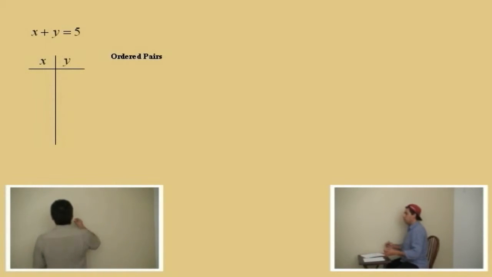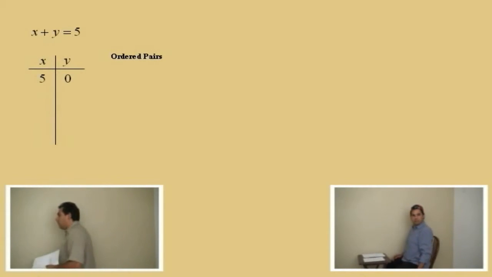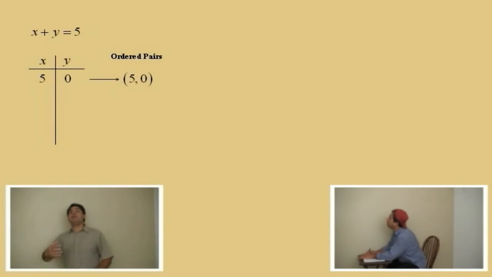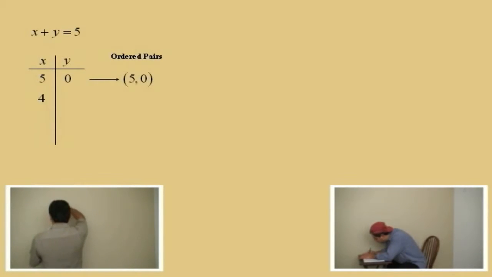Suppose x equals 5. We'll go ahead and put that up there. What does y have to equal, Charlie? 0. 0, very good. And that will give us our first ordered pair, (5, 0). Remember, that means x equals 5, y equals 0. Okay, Charlie, give me two more numbers that sum to 5. 4 and 1. Okay, x equals 4 and y equals 1, and that will give us our ordered pair, (4, 1).